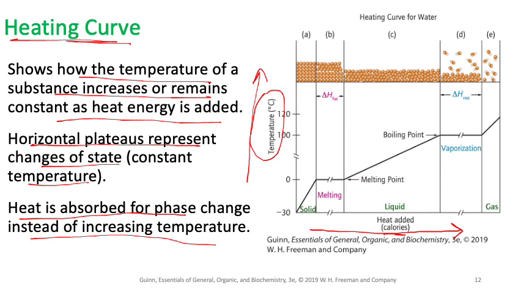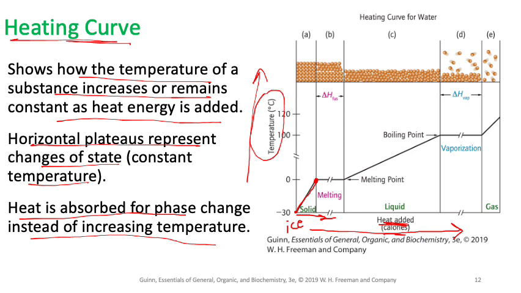So let's talk about a solid. Let's talk about ice. Ice is a solid, and if I add the heat, so if I go across the x-axis, we are adding the heat, and if we are adding the heat, that means we are increasing the temperature, right? So the temperature goes from -30 to 0, and at 0 degrees Celsius the ice starts melting.